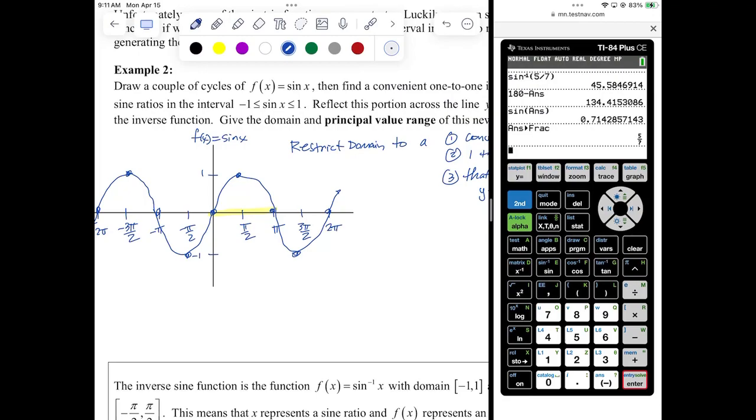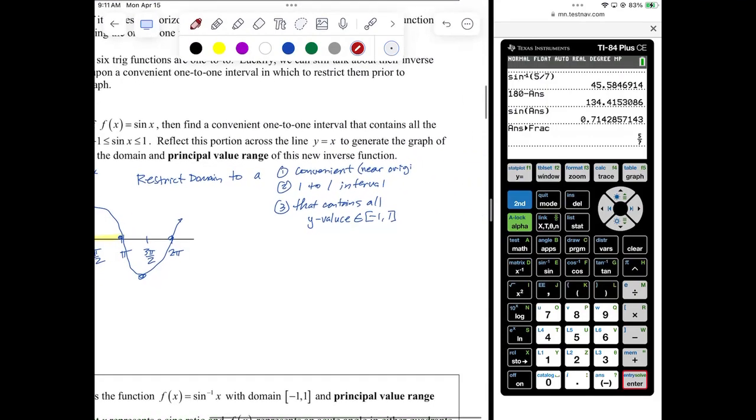Okay, so it is convenient, but is that section one to one? No, that section right there itself fails the horizontal line test. So we don't want to go from 0 to pi. The second thing not only fails, the third thing fails too. It doesn't contain all the y values from -1 to 1. It only contains the values from 0 to 1. So that's not going to work. But I think the half cycle thing is good. We want to look on a half cycle here.